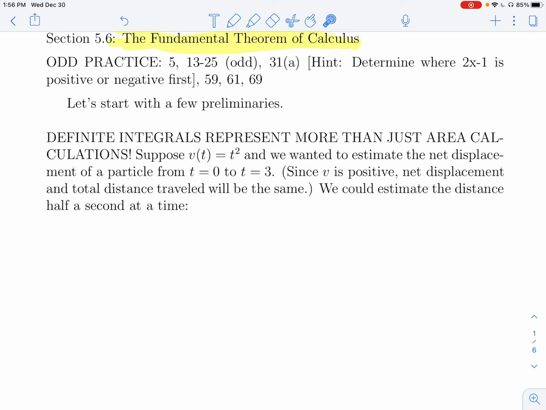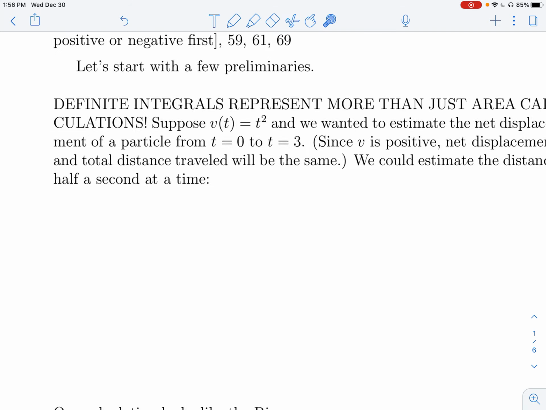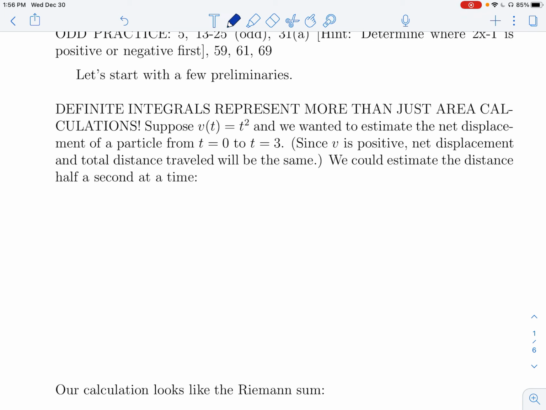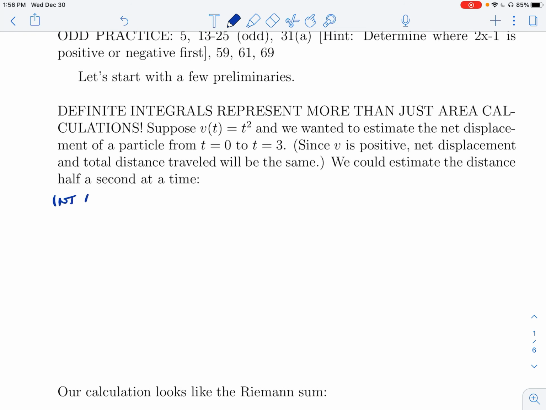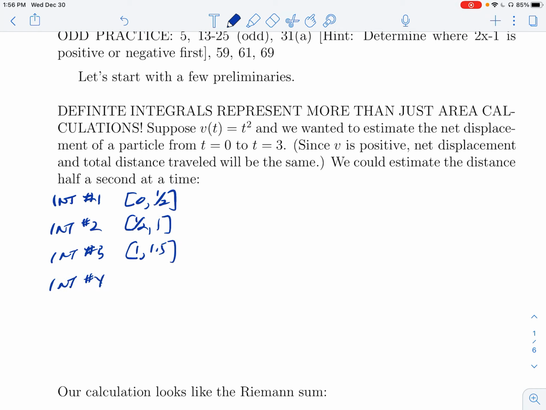Now, maybe you can think of a way to do this for sure, but we could estimate the distance traveled. We could break this up into, let's do 6 intervals, half a second at a time. So interval number 1 basically goes from time 0 to time 1/2. Number 2 goes from 1/2 to 1. This is not the kind of thing you need to copy if you're watching the video. Just follow along. It's intentionally very tedious. I want you to realize it's something that you could do but don't want to do.